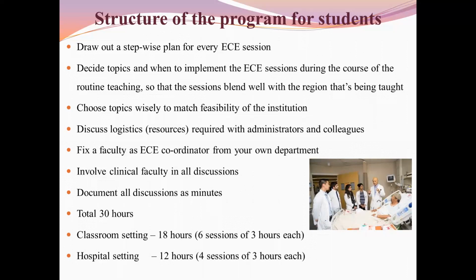The total hours allotted for anatomy is 30 hours. Every basic science discipline has 30 hours to be implemented in the form of ECE. Classroom setting, 18 hours, 6 sessions of 3 hours each. Hospital setting, 12 hours, 4 sessions of 3 hours each. So these 18 hours of classroom setting, 6 sessions, can be done in the first 6 months. If possible, we can wind it up in the first 6 months with simple topics as classroom settings.